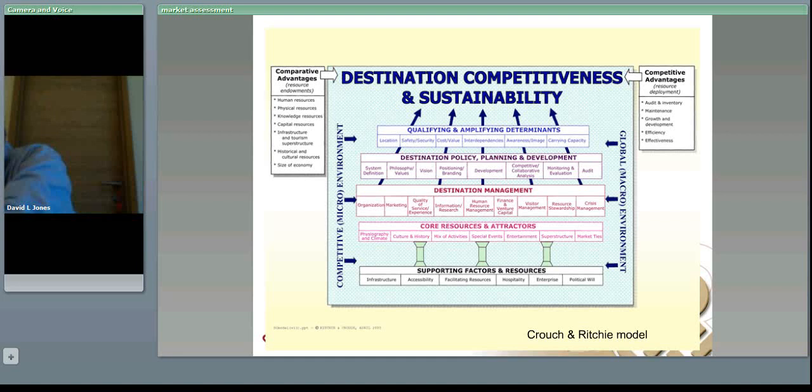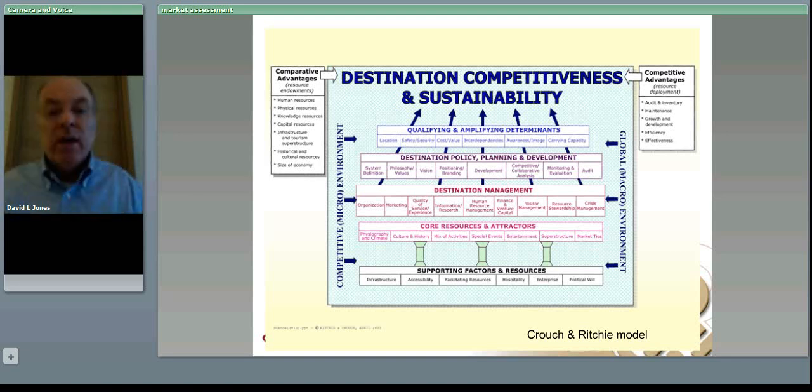I want to take a look at this chart that you're seeing here in front of you. What you see here is, for the destination to be competitive and sustainable in this competitive and comparative aspect, we go through these various steps from the micro and macro aspect. So we have to look at supporting factors. We look at the core resources that we have. We have the destination management: who's going to do the marketing, the organization, and so on. The destination policy and planning. And then the qualifying and amplifying determinants. Okay, what about our location, our safety, our security? What makes us better than the competition?